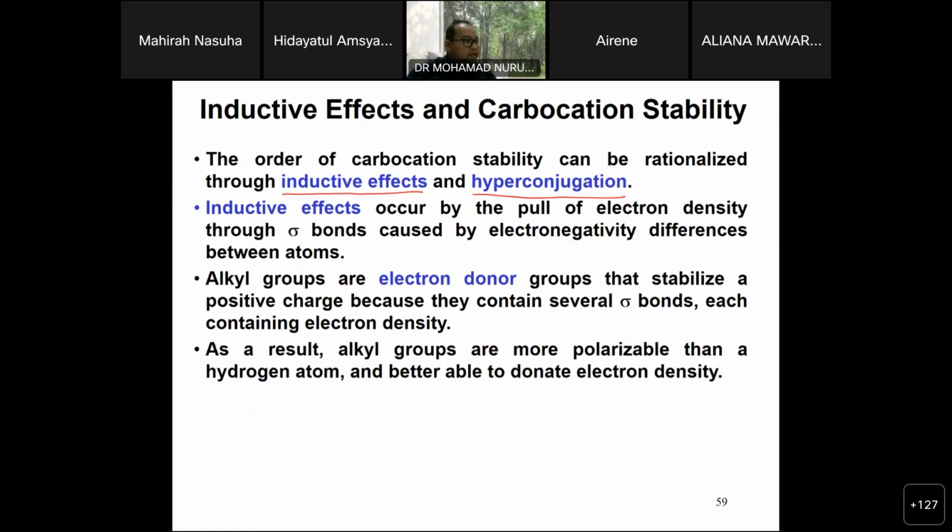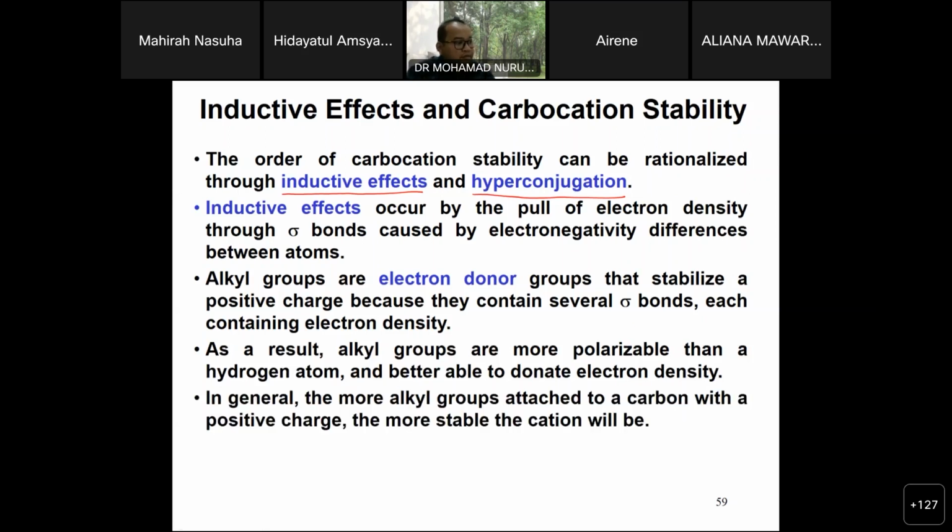As a result, alkyl groups are more polarizable than the hydrogen atom and better at donating electron density. So in general, the more alkyl groups attached to the carbon with the positive charge, the more stable the carbocation will be. So it means the tertiary carbocation will be more stable compared to the secondary, primary, and also methyl. This is the explanation about the stability of carbocation.